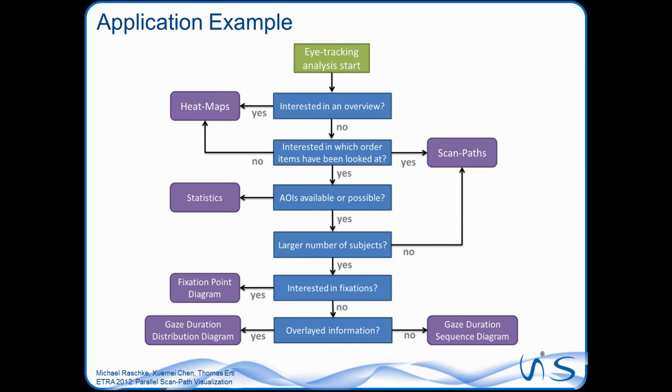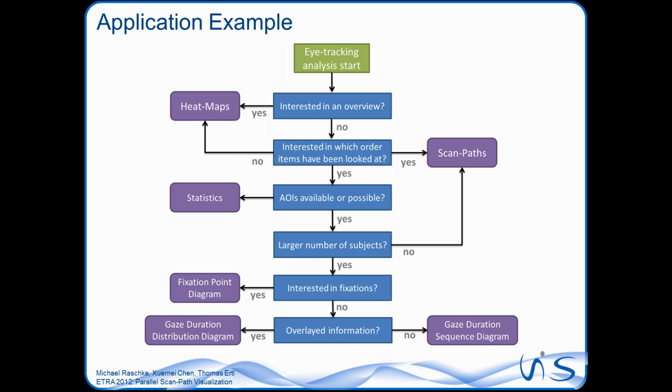This slide can help you to decide which visualization technique you want to use. You want to do an eye tracking analysis, so you start here. If you're interested in an overview, you can use heat maps. If not, but if you're interested in which order items have been looked at, you can use scan paths. If areas of interest are available or possible, you can use some statistics, like for example transition matrices. If you have a larger number of subjects, you can use our technique.